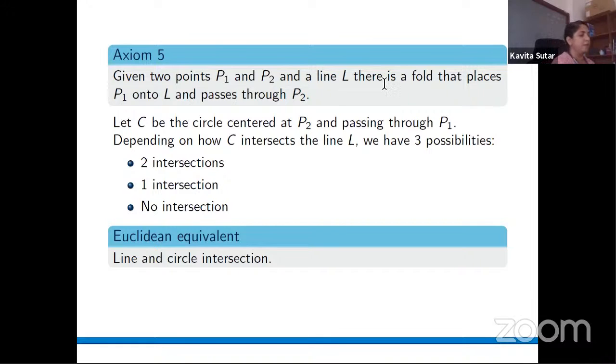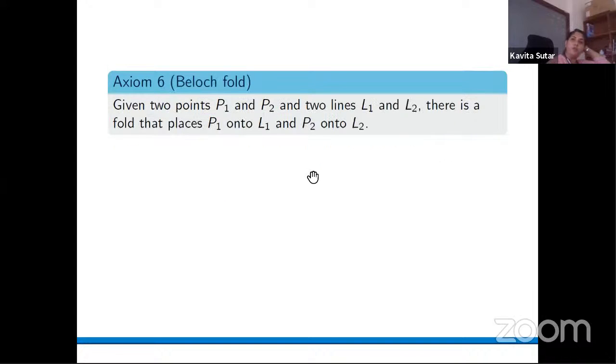So this parabola construction actually helps us understand the sixth axiom. By the way, this parabola construction and the sixth axiom are the work of the Italian mathematician Margherita Belloc in 1936. That is when she wrote this paper. So now let me come to the Belloc fold. What the Belloc fold says is, remember this parabola construction, don't forget it, because the Belloc fold is based on this parabola construction.